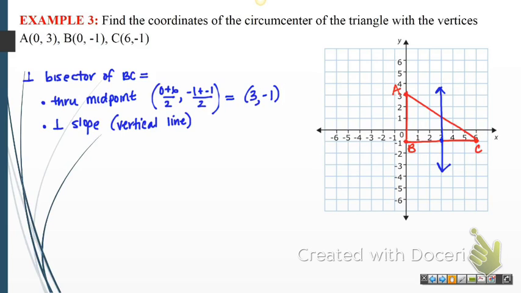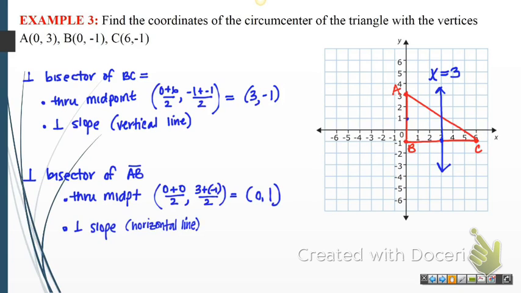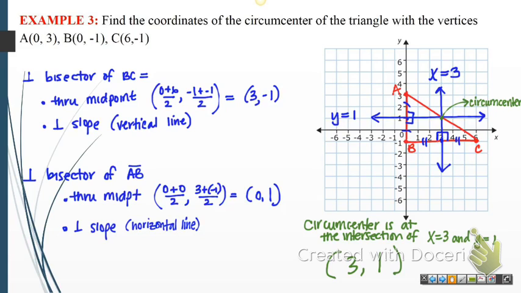Okay, and I can do the same thing for AB. The perpendicular bisector of AB should be passing through the midpoint and also have a perpendicular slope, so a horizontal line. Okay, so there's my circumcenter where the two perpendicular bisectors intersect, and that's it. That's all I had to do. All I had to do was find the coordinates of the circumcenter. So the circumcenter is at the intersection of x equals 3, the perpendicular bisector for BC, and y equals 1, the perpendicular bisector for AB.